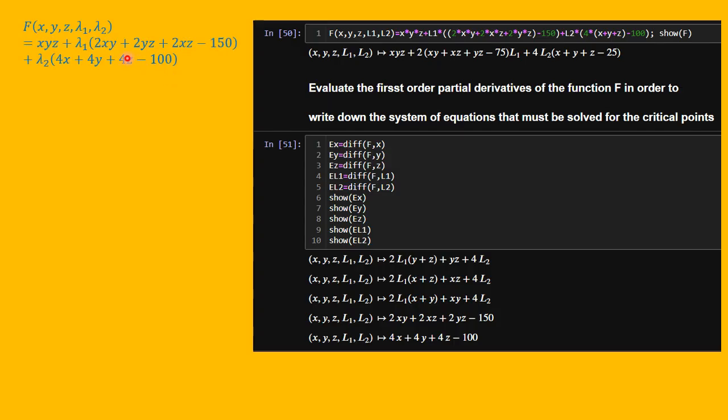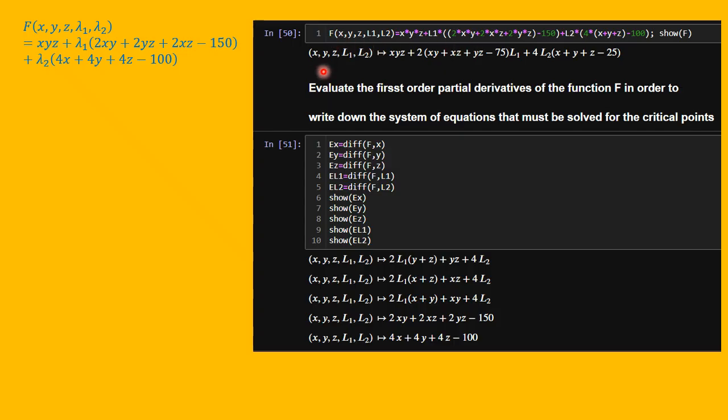The first thing we'll do is define capital F of x, y, z, lambda 1, lambda 2 to be the stuff that we saw before. That is done right up here. Let's take a look at it. F of x, y, z, L1, L2, which is what I'm going to use for lambda 1, lambda 2 in this program, is equal to all of this stuff right here, which is basically this expression. And afterwards, we'll just show what F is so that we can see if we typed it in right. And so when we execute this statement, the output is this line here.